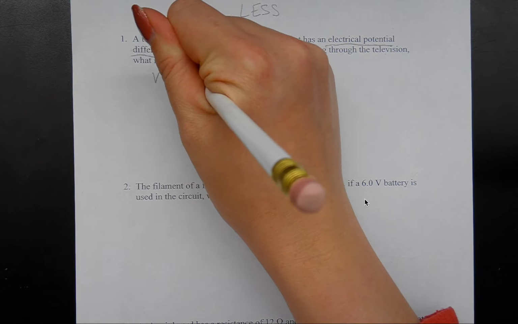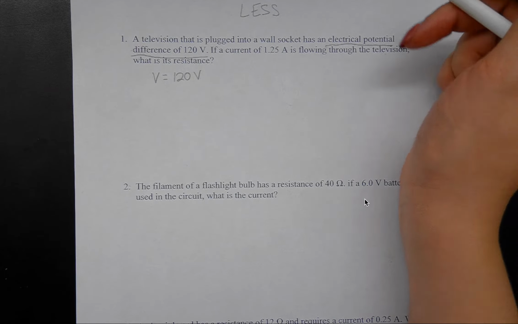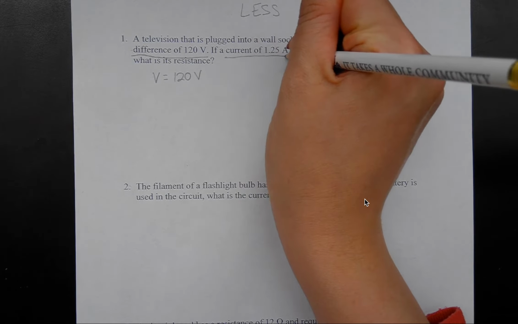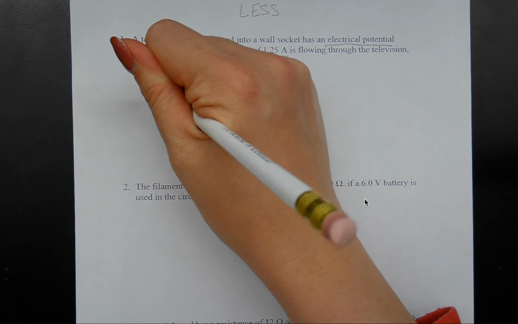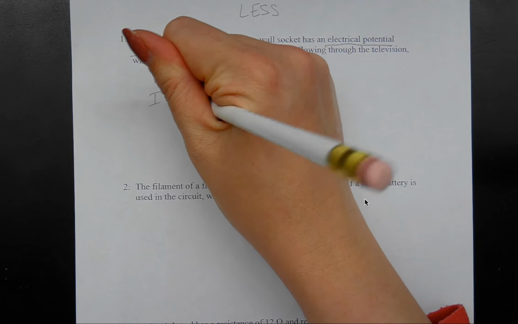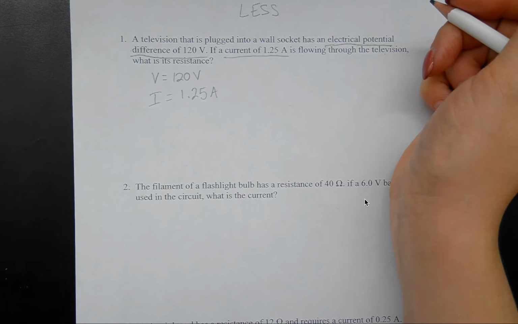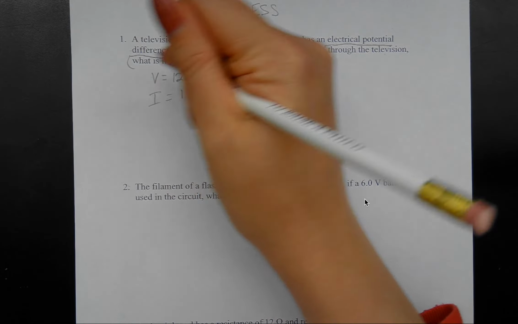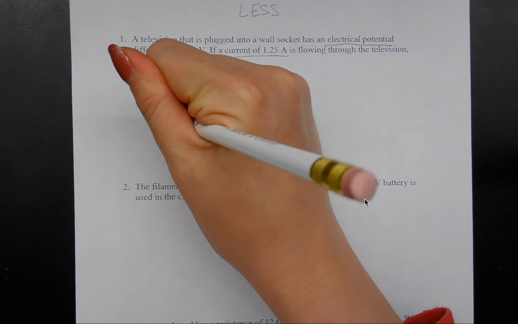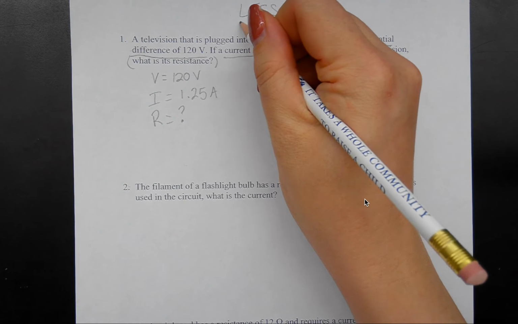So this is me making my list. L is for list. It also has a current of 1.25 amps. Current was I, so I is 1.25 amps. Okay, and it's flowing through the television. And what I'm looking for, what is its resistance? That's what I'm trying to calculate. Okay, so that's it. I listed the values.